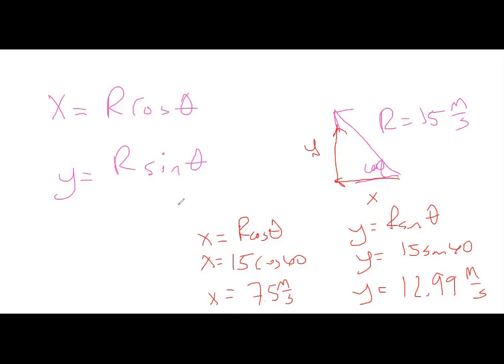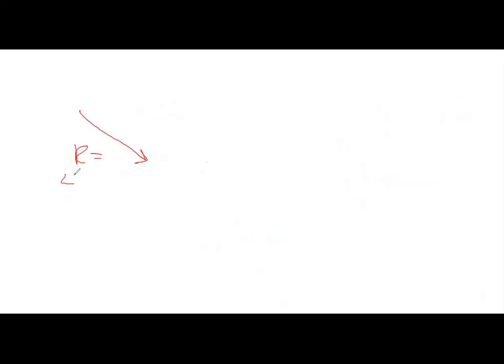Now, one thing I forgot to mention is that this x has to be negative. This is key. You have to make sure that you have the right signs. This is going to the left. Since these are vectors, they have a direction. X is going to be negative. So what I'm going to do is give you guys one to do. R is 450 kilometers at 67 degrees. Give that a try.